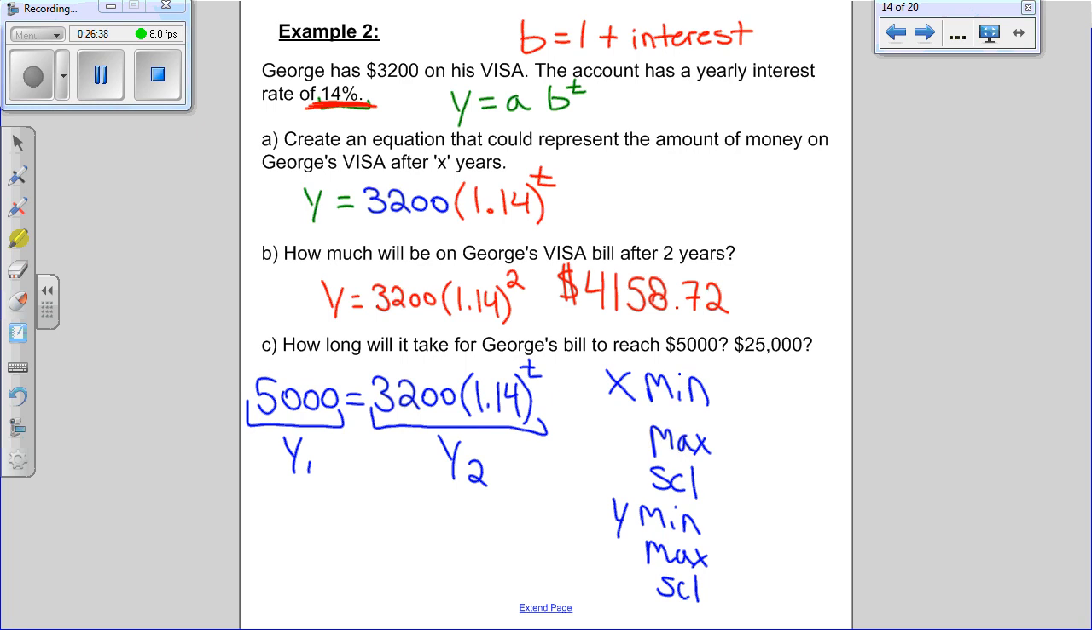X maximum is the most amount of time that you might pass. I'm going to say like 10 years. That's a pretty long time to have a visa until you're not paying off. So I'm going to say 10 years. The scale, I'm going to leave at 1.